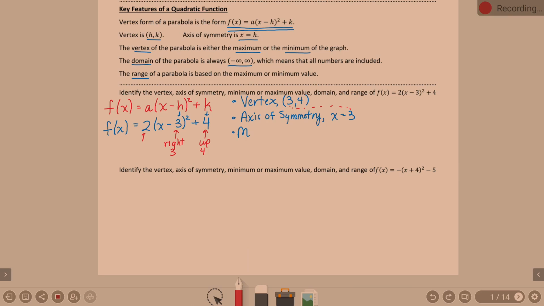This 2 right here, I don't really care that it's 2. I care that it is positive. And because it's a positive 2, that makes it, in our minds, a normal parabola. Since it's positive, that means our parabola opens up. Okay, so anytime that number out front is positive, the parabola opens up. And where is the vertex? The vertex is at the bottom, thus making it a minimum.